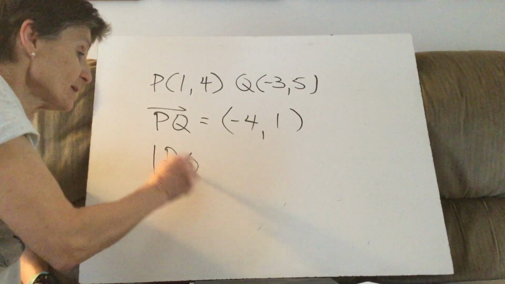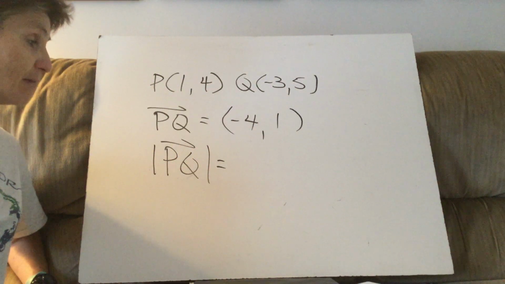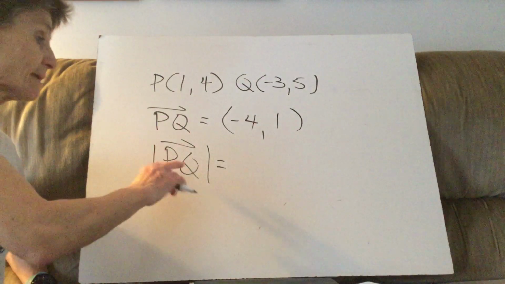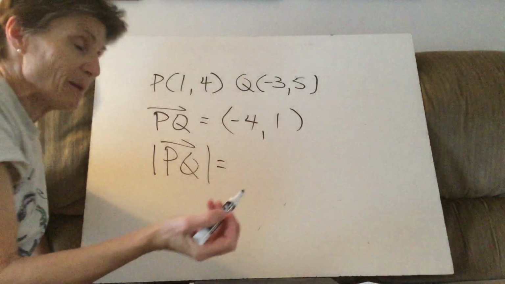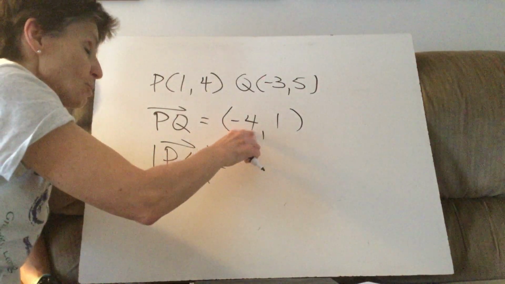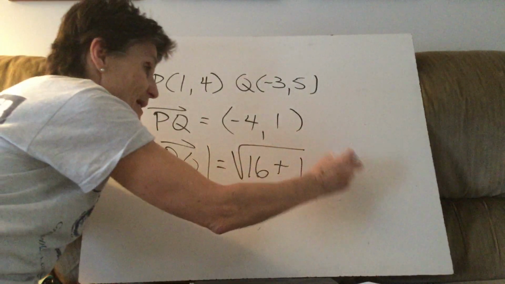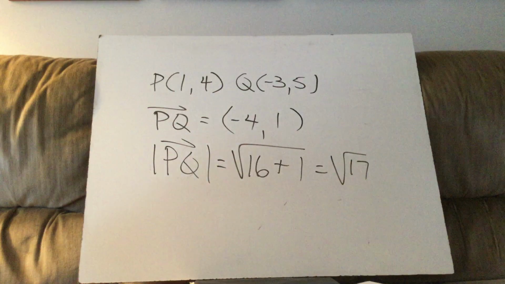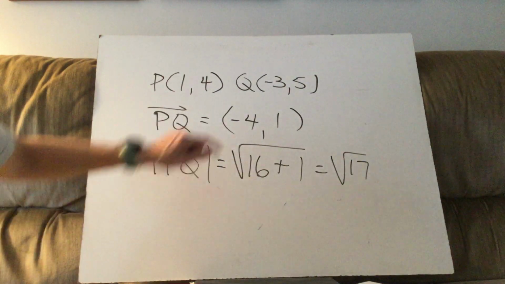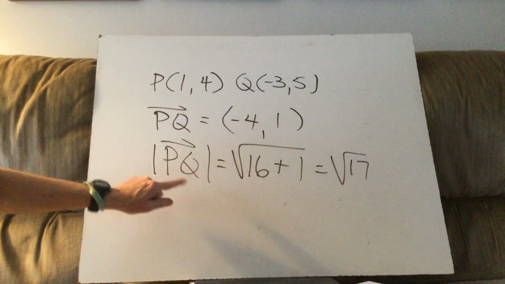Then we talked about this means magnitude, and that means length. So the length of the vector is found by basically the Pythagorean Theorem. So we're squaring the first one, squaring the second one, adding them together, and taking the square root. So the square root of 17 is the magnitude or the length of this vector, and this is the notation that means length.